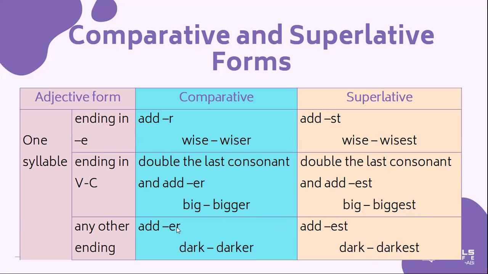When we have any other ending, in the comparative form, we are going to add ER. For example, dark, darker. In the superlative form, we are going to add EST. For example, dark, darkest.